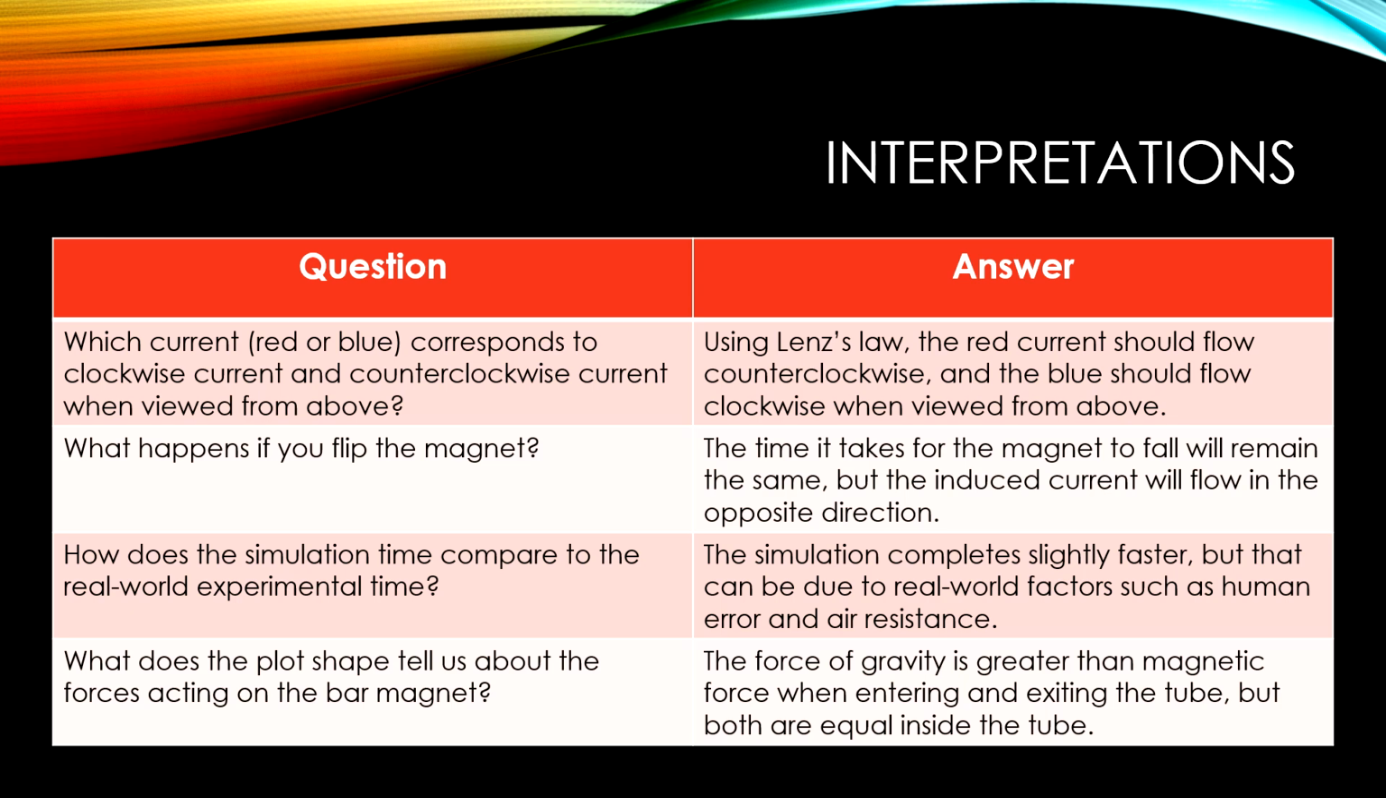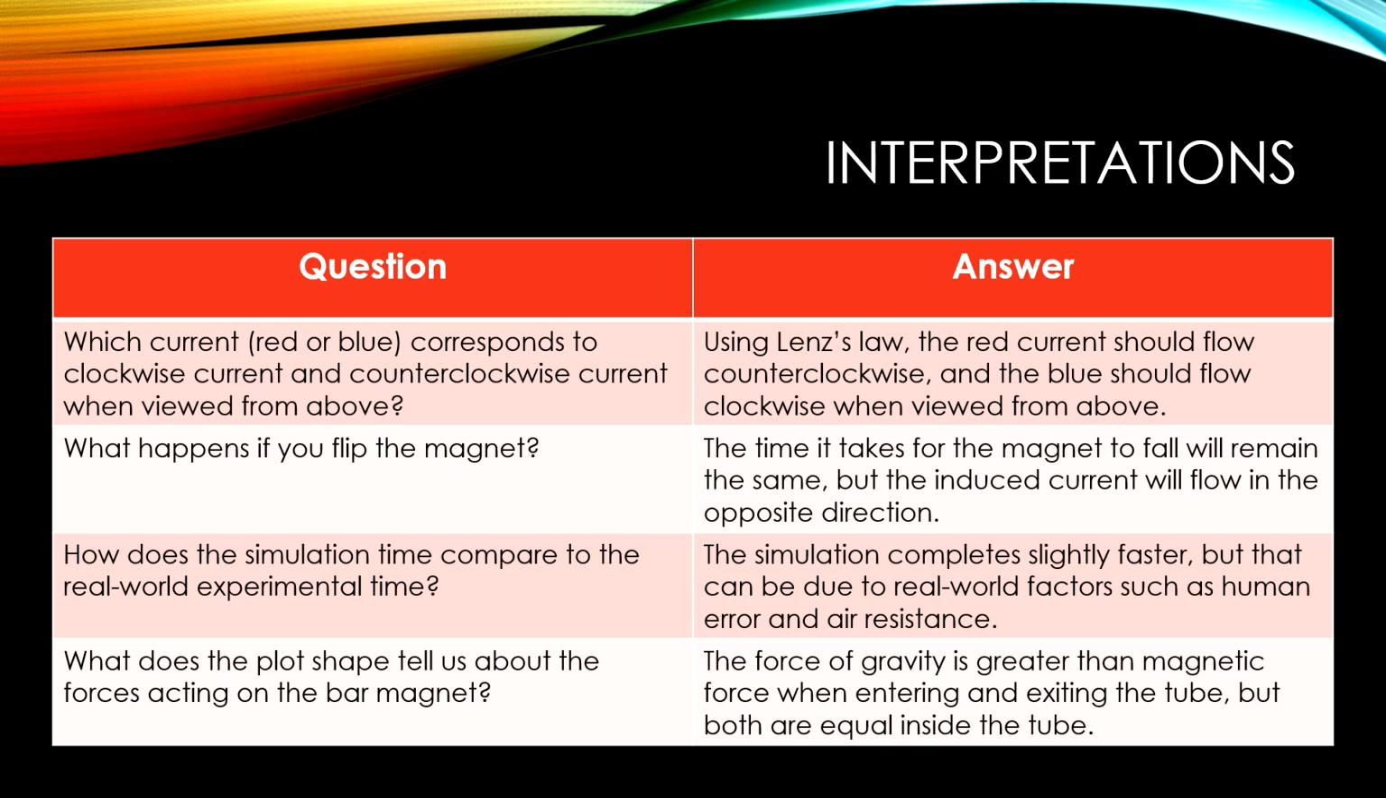So what are some interpretations from the computational model? In the previous visual, a red and blue current was flowing as the magnet fell. When viewed from above, the red current flowed counterclockwise and the blue current flows clockwise. And this was derived using Lenz's law, which states that the current flows in the direction of negative change in flux. So what if we flip the magnet? It wouldn't change the time it takes for the magnet to fall through, but the direction of current would flip to compensate for the reversal of the magnetic dipole moment.